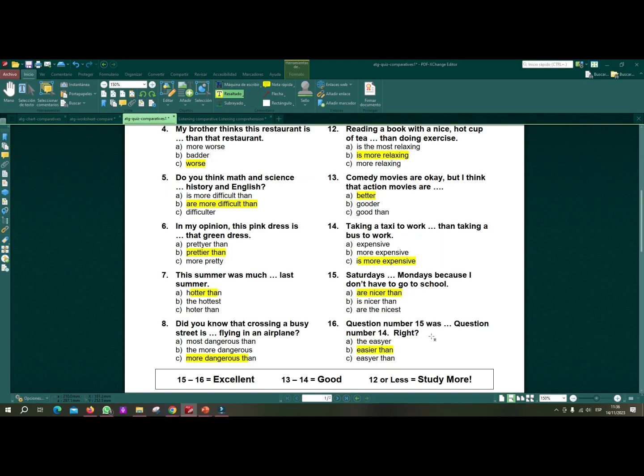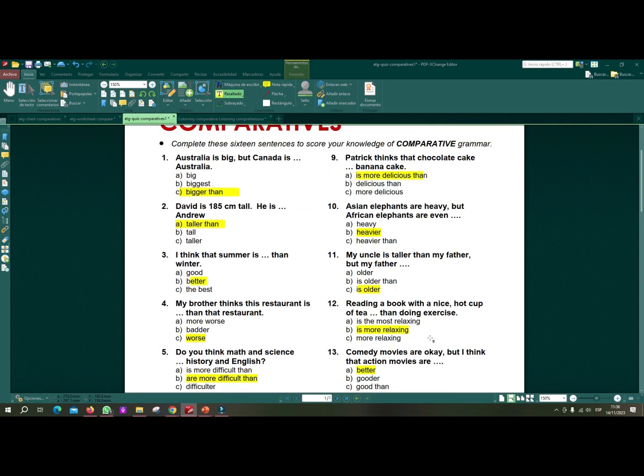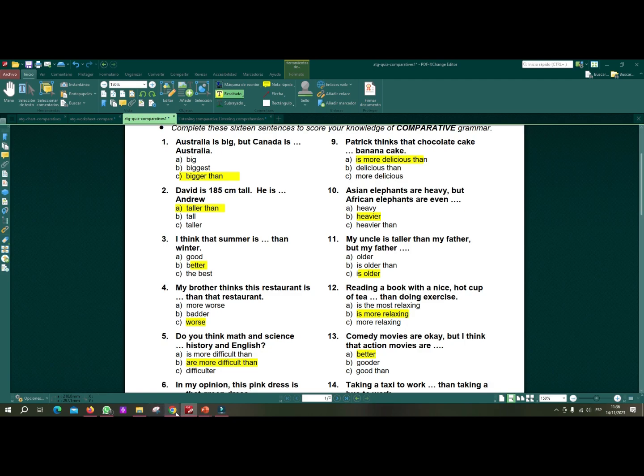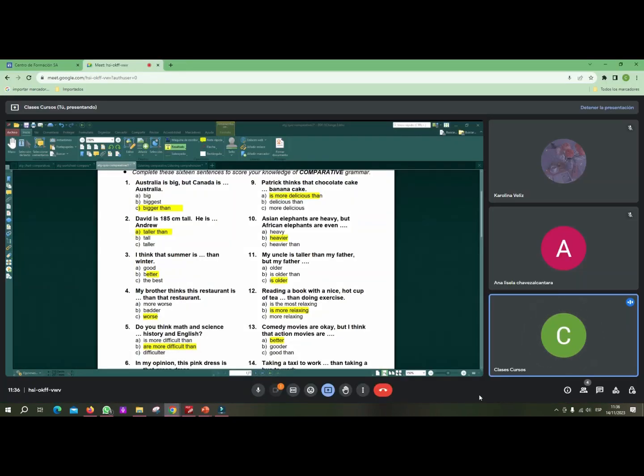Nice. Very good, girls. I don't know if you have questions about these. Do you have questions, comments? ¿Tienen preguntas con respecto a los comparatives? ¿No?